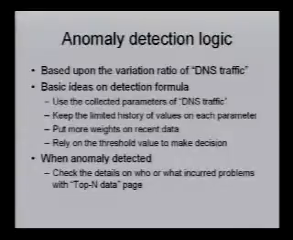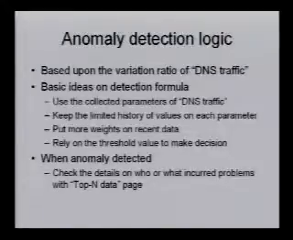I'll explain the anomaly detection logic briefly. Anomaly detection is based on the variation ratio of DNS traffic. The basic ideas of the detection formula are the following. Use the collected parameters of DNS traffic. Keep a limited history of values for each parameter and put more weight on recent data. And then we make a decision for anomaly with threshold values.